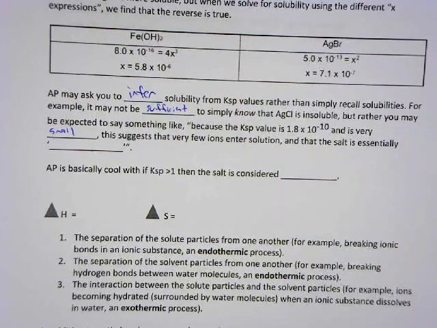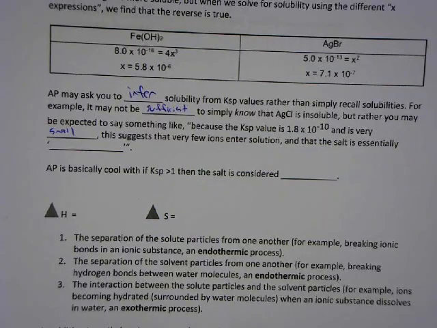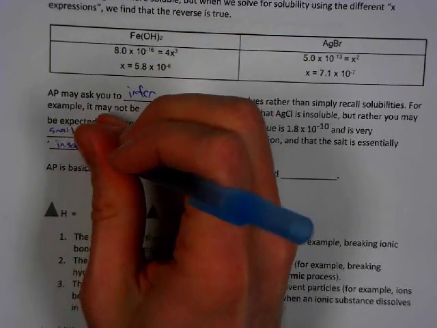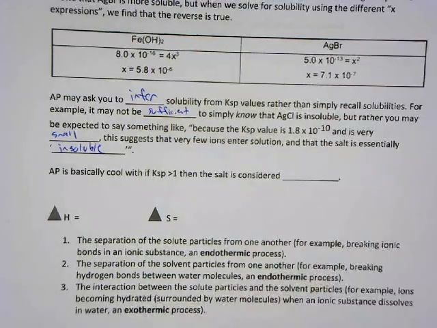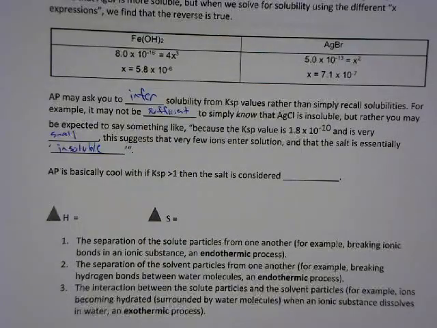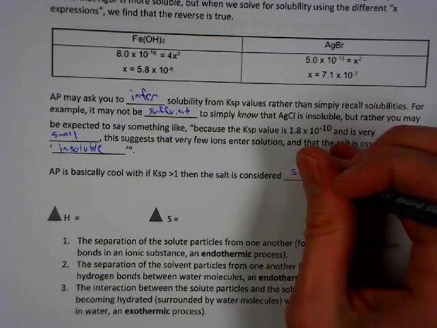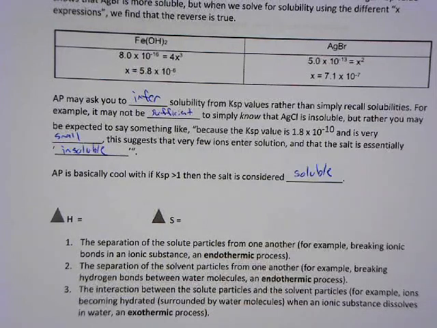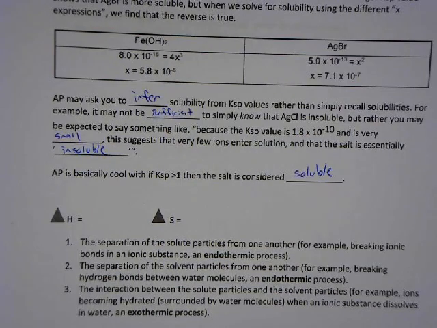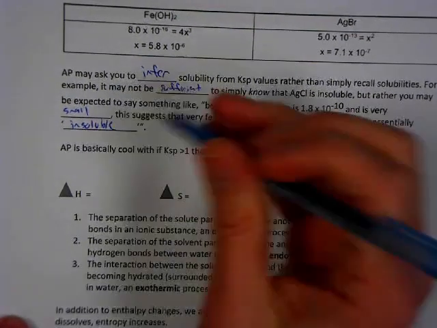But rather, you may be expected to say something like, because the Ksp value is 1.8 times 10 to the negative 10 and is very small, this suggests that very few ions enter solution and the salt is essentially insoluble. So, just be ready for that. AP is basically cool. If Ksp is greater than 1, then the salt is soluble.